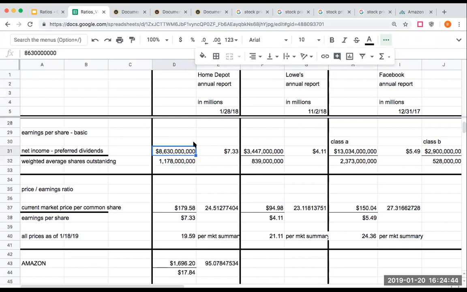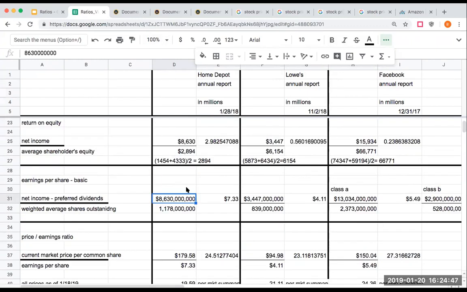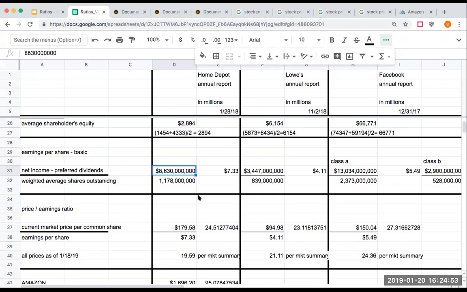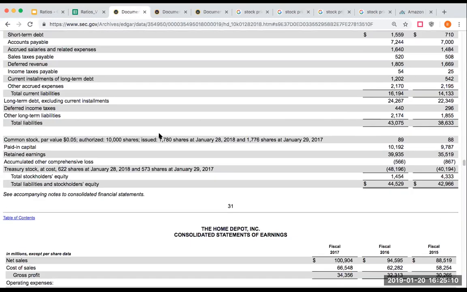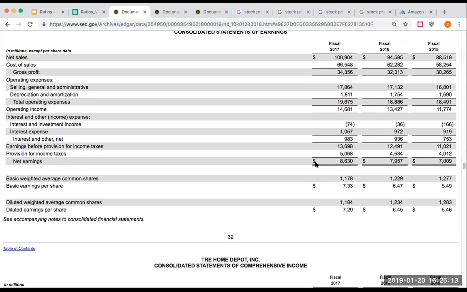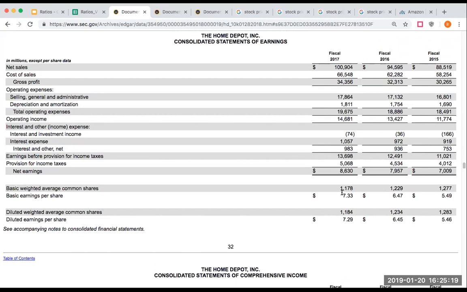So here for Home Depot, their net income, and I put this in absolute dollars, was 8.6 billion. I put this into the actual number because when we are coming up with this dollar amount, we want to see, okay, I've got 8.6 billion, dividing this by the actual number of shares outstanding to get my earnings per share. So let's see how this works. I know that my net earnings for Home Depot is about 8.6 billion. What it tells me is my basic weighted average common shares outstanding was 1.17 billion.